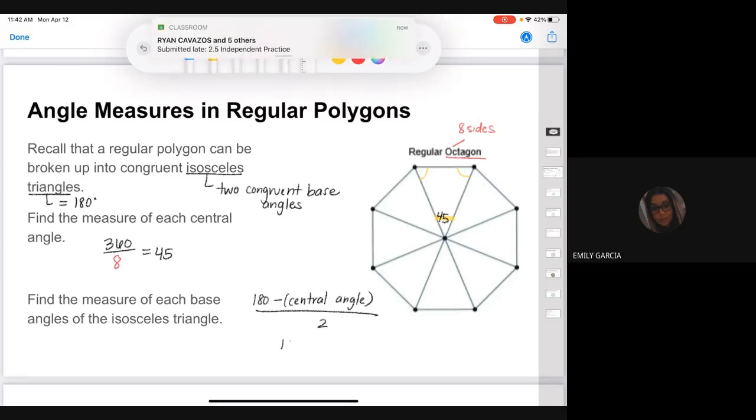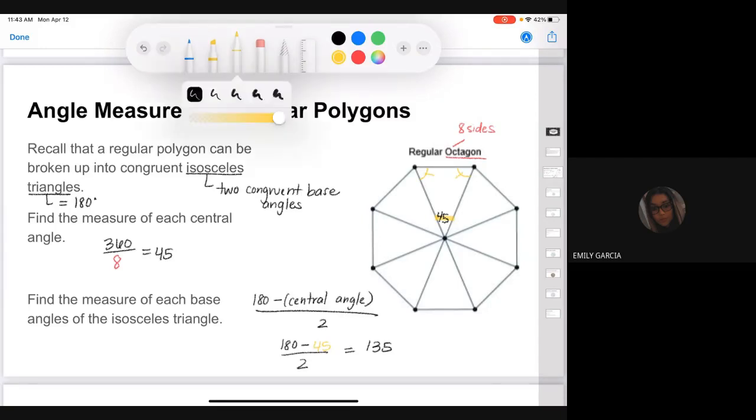So I have 180 minus 45 divided by 2. 180 minus 45 is 135. And so basically what I'm saying is I can take that remaining angle measure, that 135, and I need to divide it by 2 because those 2 base angles are congruent to each other. So divide that by 2 is equal to 67.5, which tells me that each of my base angles is equal to 67.5.